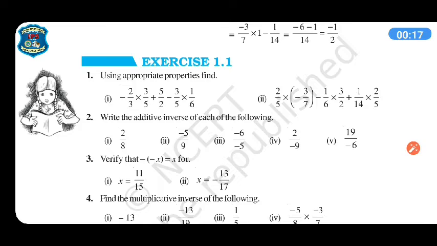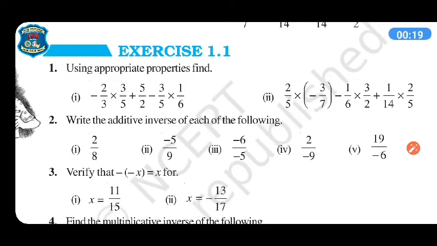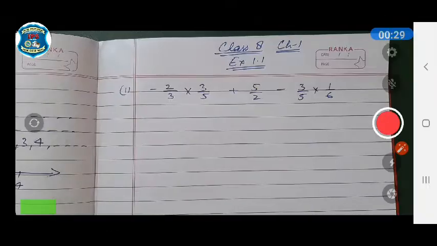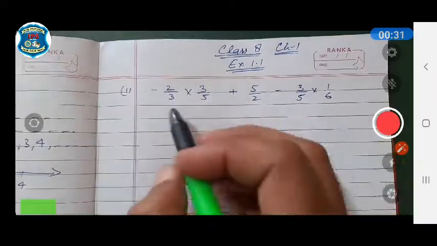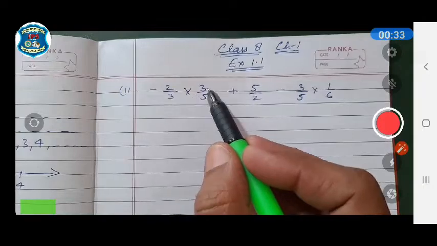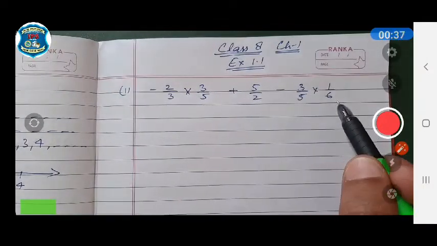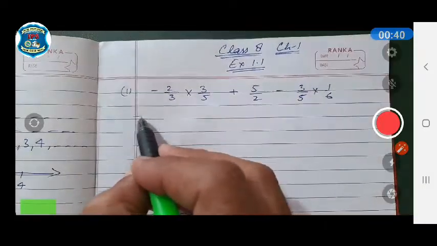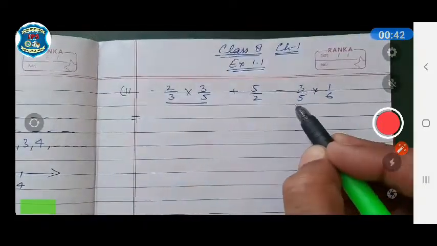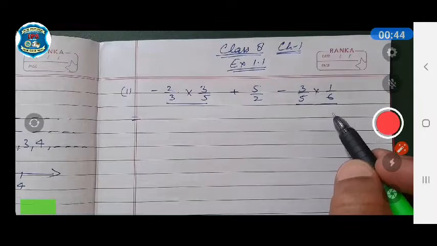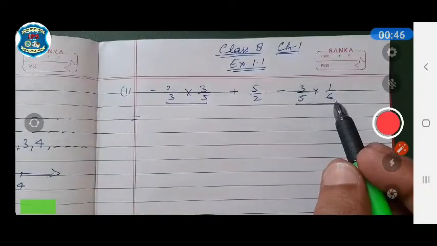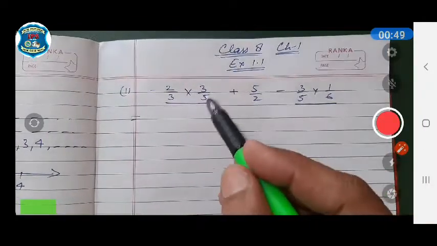Using appropriate property, find. There are two parts, first one and second one. Note down the first part and have a look. See, this is the question: minus 2 upon 3 multiply 3 upon 5 plus 5 by 2 minus 3 upon 5 multiply 1 by 6. If you see, this is a product and this is also a product. Have a look at these two. You will see 3 upon 5 and 3 upon 5 is common.